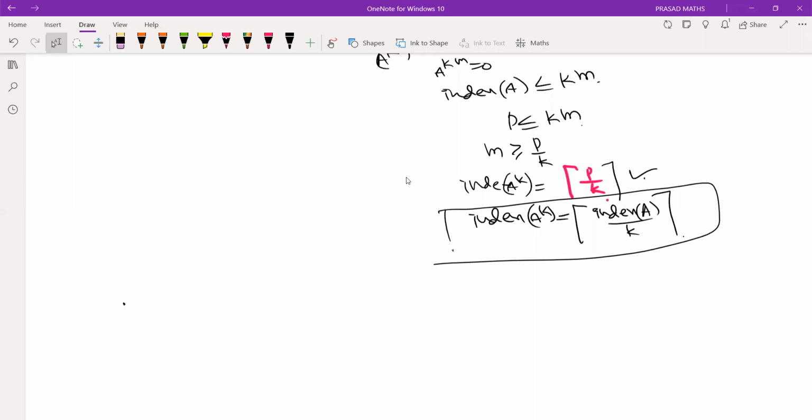Yeah. Let us solve some problems. Suppose A is a matrix with A power 17 equal to 0, and B is a matrix with B power 19 equal to 0. What is the index of A plus B? Anybody?